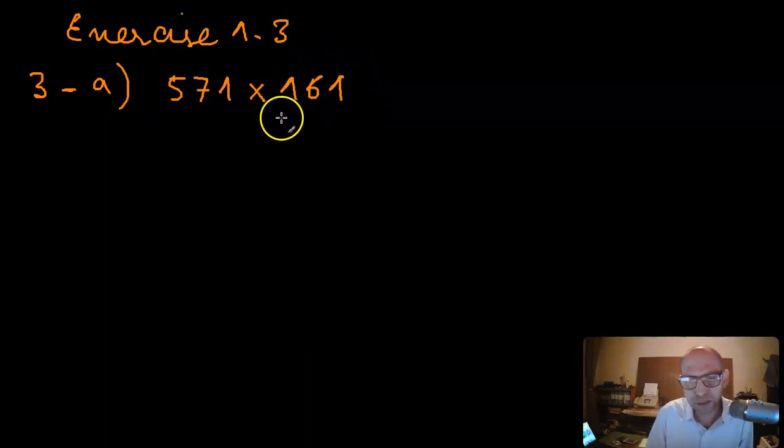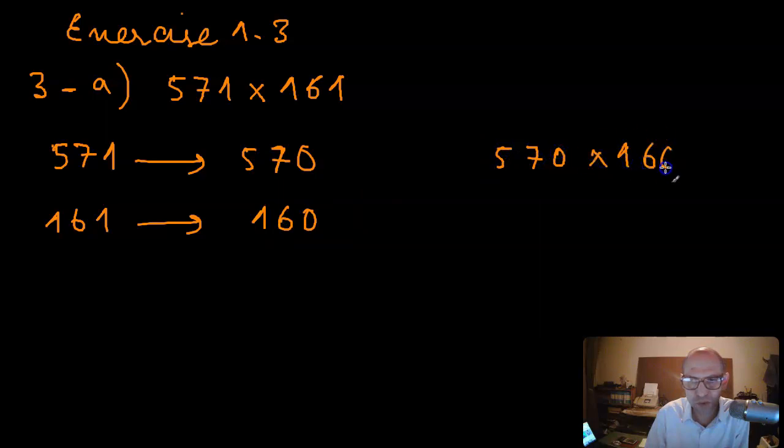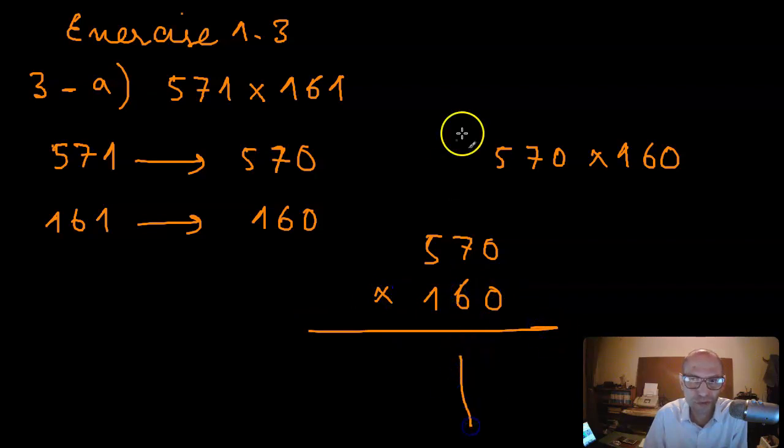Now, the general rule, essentially we said that you would round your numbers to the largest place value for multiplication. Of course, for example, 571, I could round to 570, and 161, I could round to 160. But then I would have to write the multiplication as 570 times 160 and actually do the calculation. So it's not easy to do this.